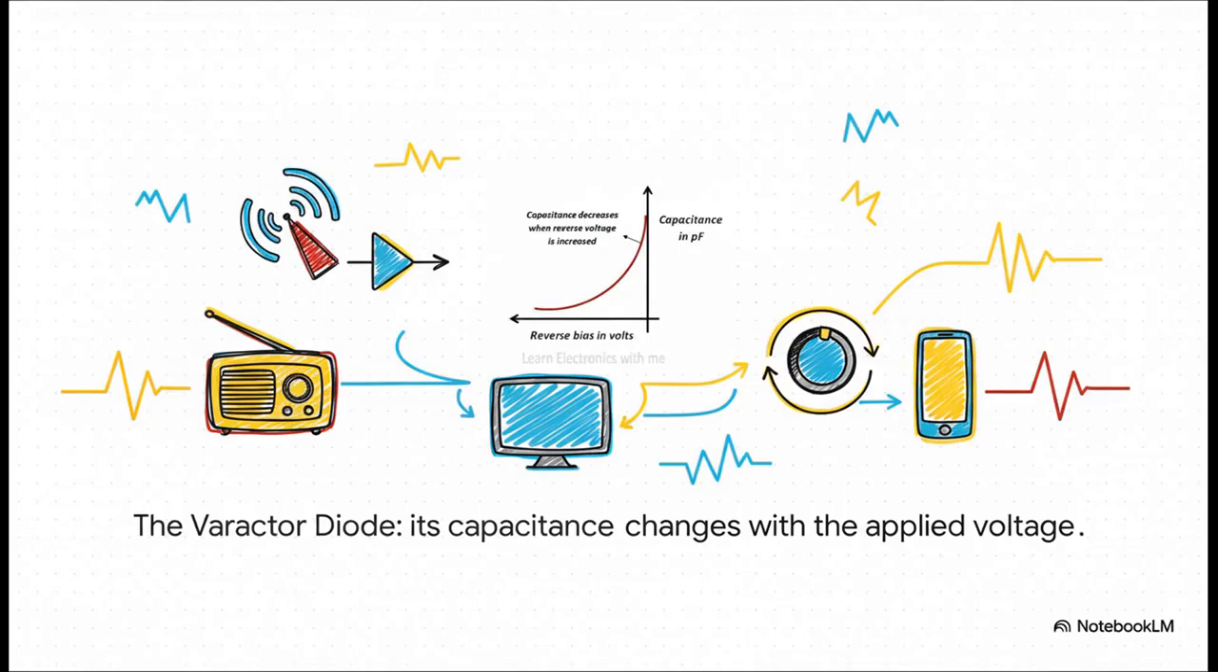Its superpower is that it can act like a variable capacitor. By changing the voltage you apply to it, you can change its capacitance. The best way to think of it is as an electronic tuning knob, and that's exactly what it's used for, in radios, TVs, and phones, to help tune in and lock on to a specific frequency.